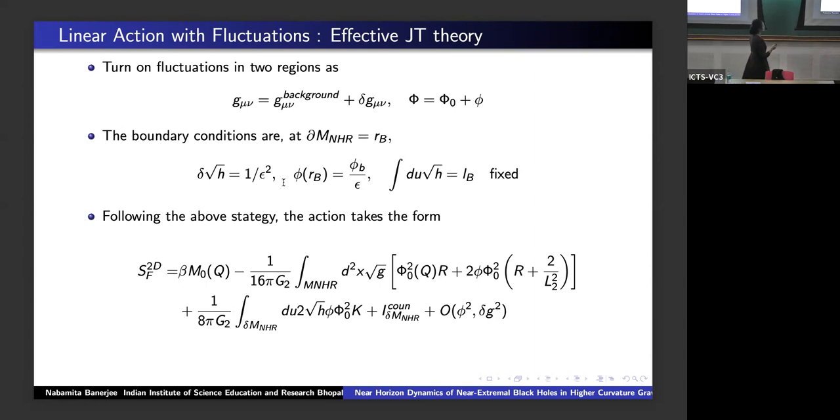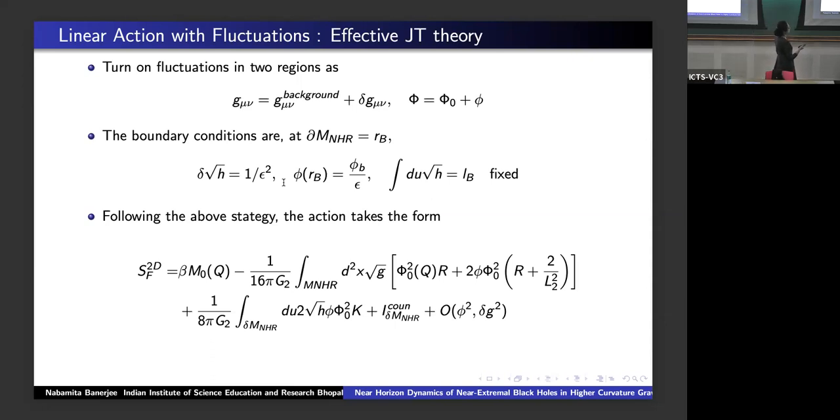The first term is simply beta times m naught, which comes from the background. The second term that I have written here involves the fields to linear order. Particularly here, you can see this one depends on phi. Phi is my phi naught, and g mu nu background are known quantities for us. Phi and delta g mu nu are the fluctuations.